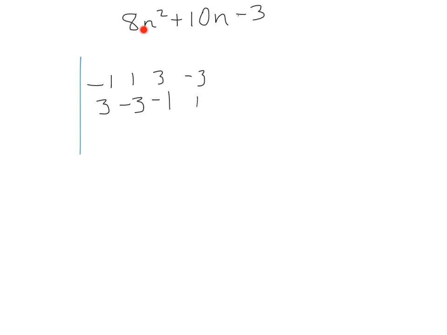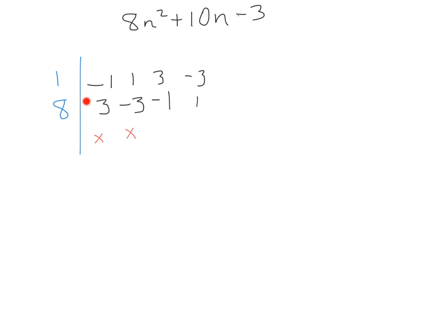Now I'm just going to write down a factor pair of 8, so I'm going to write down 1 and 8. Okay, so thinking of factor pairs, we need to cross multiply and add together and try and get plus 10. 1 times 3 is 3, 8 times minus 1 is minus 8, 3 plus minus 8 is minus 5. Not what I'm looking for. 1 times minus 3 is minus 3, and then we're going to add on 8. That's going to give me plus 5.